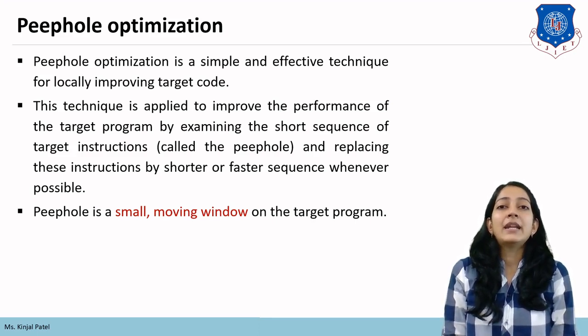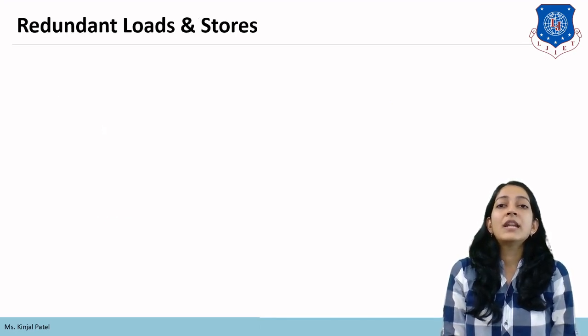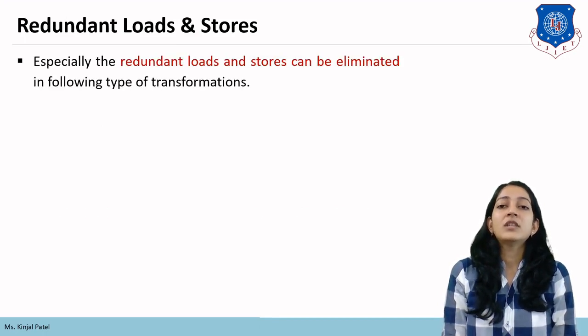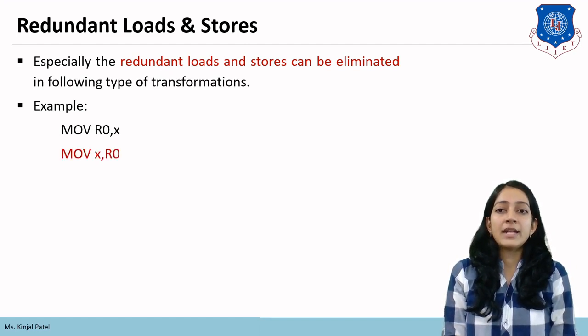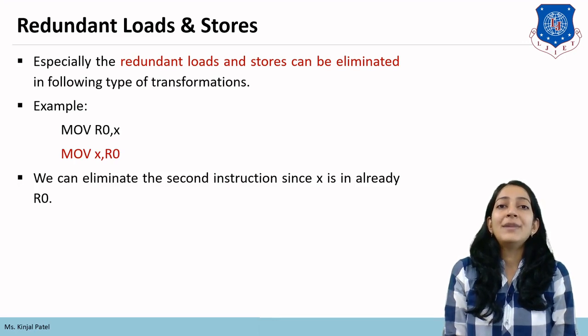There are different techniques of peephole optimization which we will learn in detail. The first technique of peephole optimization is redundant loads and stores. Redundant loads and stores can be eliminated by the following type of transformation. For example, there is one instruction move r0, x, and another instruction move x, r0. We can eliminate the second instruction since x is already in r0. This is how we can perform redundant instruction elimination using peephole optimization.